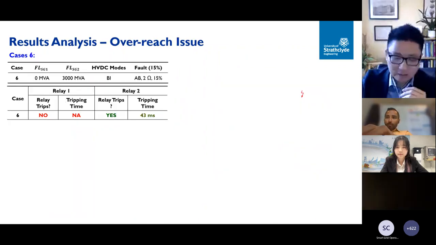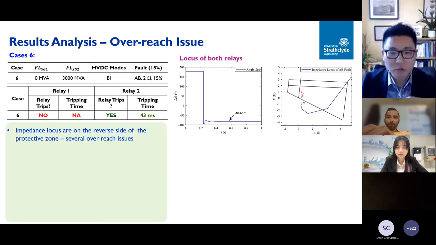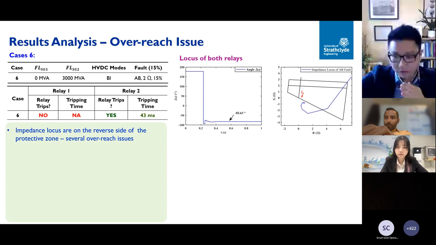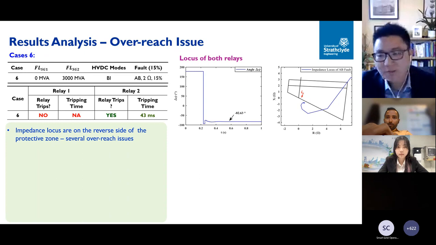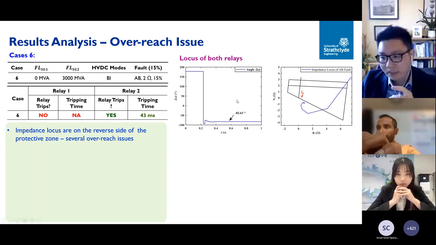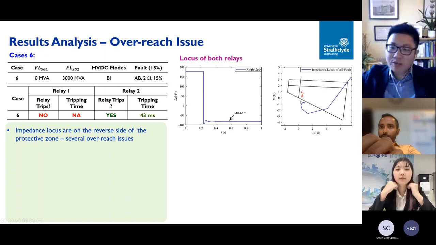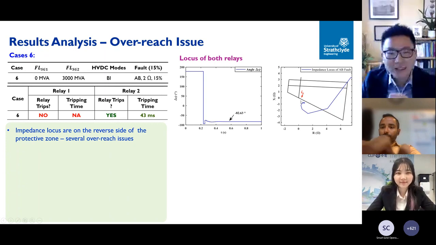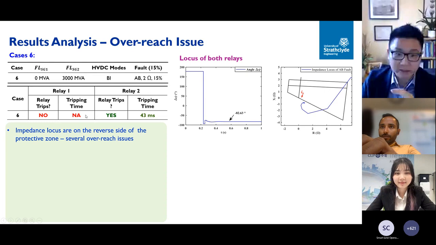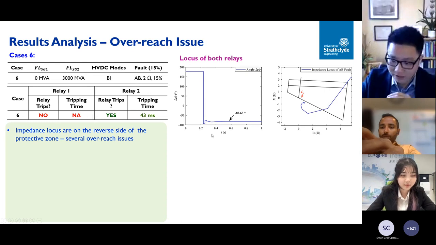The second example is very interesting. So we have a fault in front of the relay. It's a forward fault. So in this case, the relay has to operate instantaneously because this is a very major fault. Because of the way converters behave, the fault actually appears on the reverse side of the relay, and that leads to relay one completely failing again. So that is a major issue.